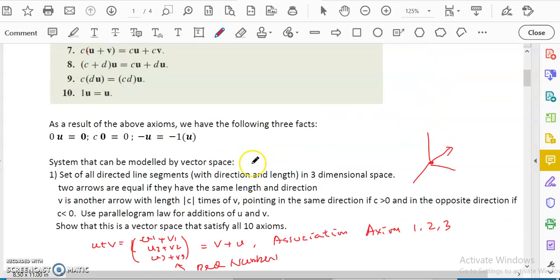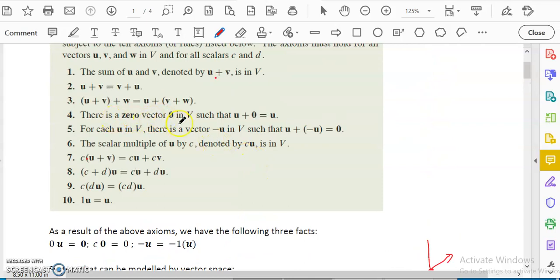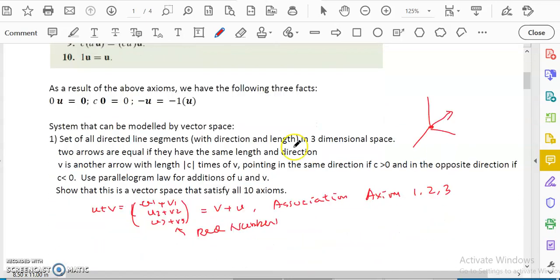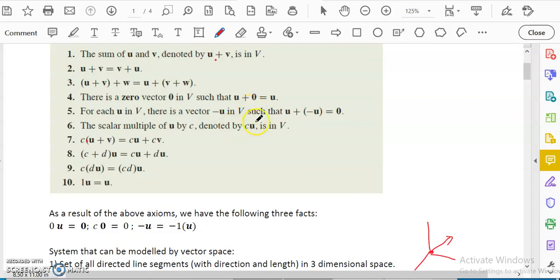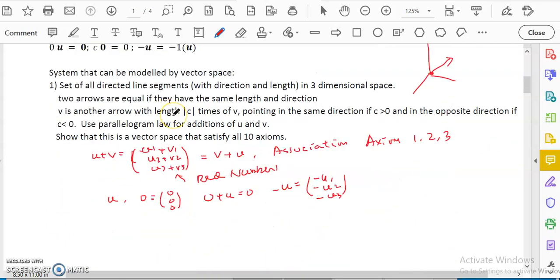And then the fourth one is the fact that there is a zero vector. For any u, the zero vector is 0, 0, 0. So 0 plus u equals u, like that. And also our negative u is negative u1, negative u2, negative u3. So these are axioms 4 and 5.